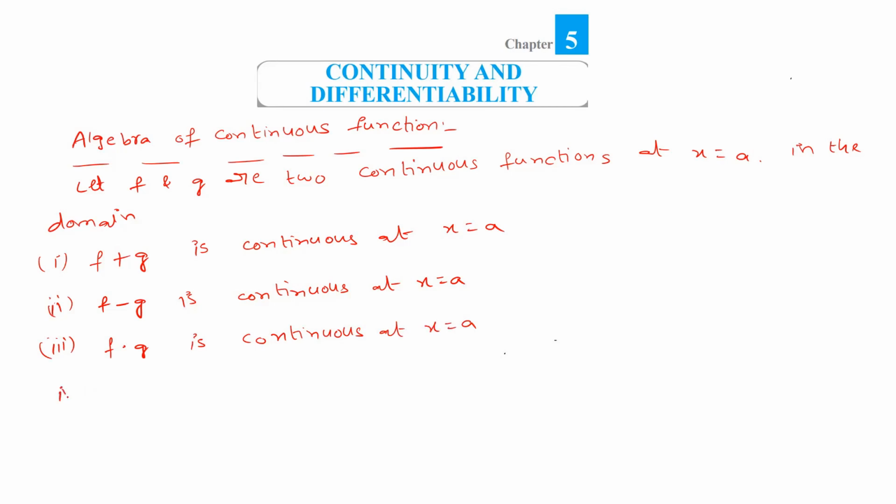The fourth one is their division. So f by g also is continuous, but here one condition is g of a should not be equal to 0. Then it is continuous at x equal to a. So these are the algebra of continuous functions.